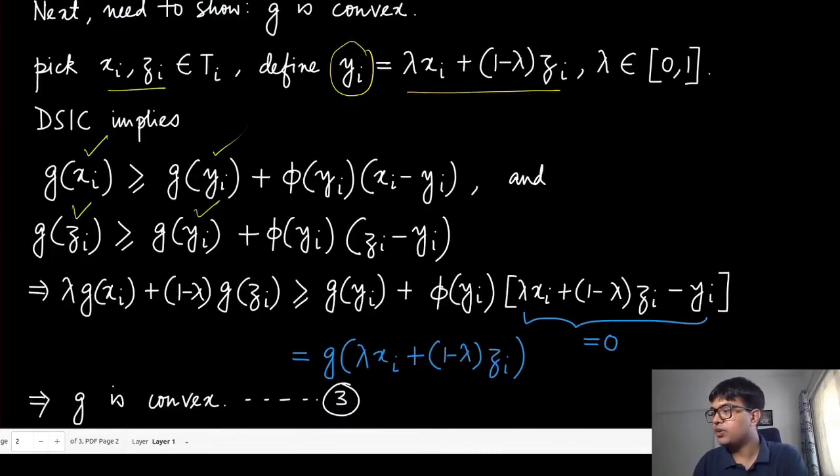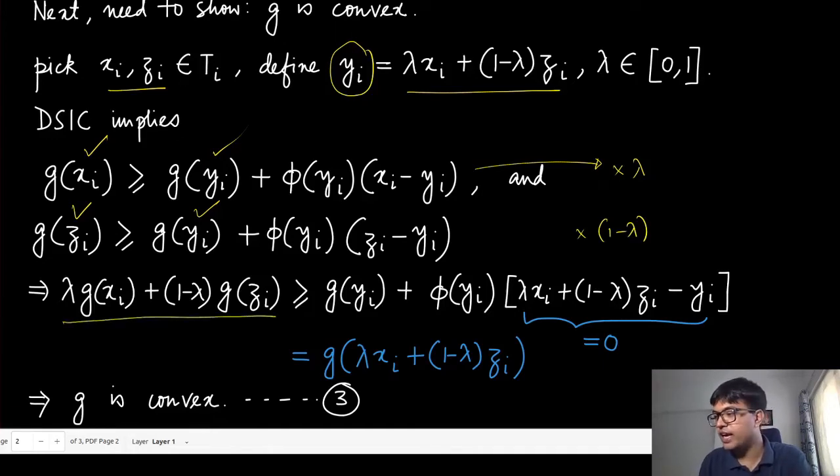So now what we are going to do is multiply this first inequality with lambda and the second inequality with 1 minus lambda, and then add them together. This does not change the direction of the inequality, because both lambda and 1 minus lambda are non-negative quantities. So on the left hand side we have this quantity, and on the right hand side we have g of yi, which is nothing but lambda times xi plus 1 minus lambda times zi. That's the expansion of yi.